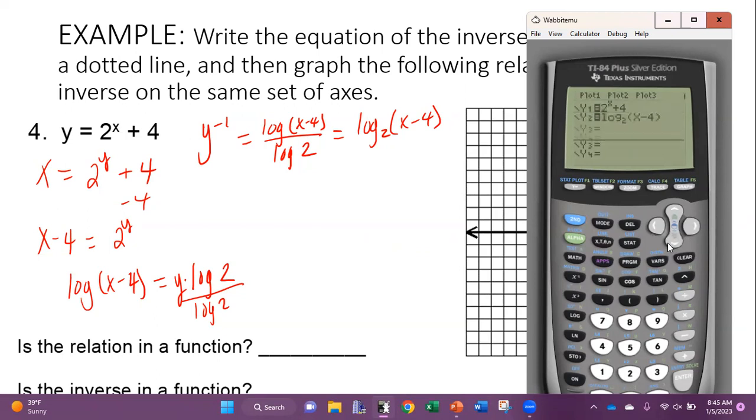Interesting. Here we go. In the y3, I actually want you to put in your y equals x, so we're just going to put x here. But we're going to change it from being a solid line to being a dashed line. In order to do that, you're just going to arrow over to where the solid line is and click enter until you see a dashed line.